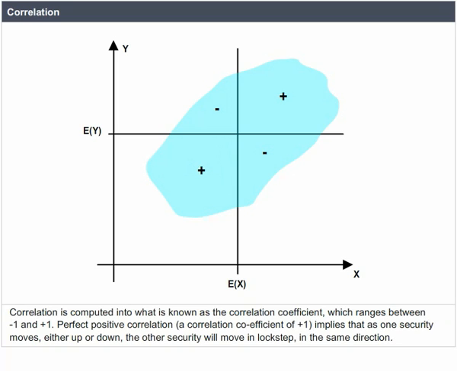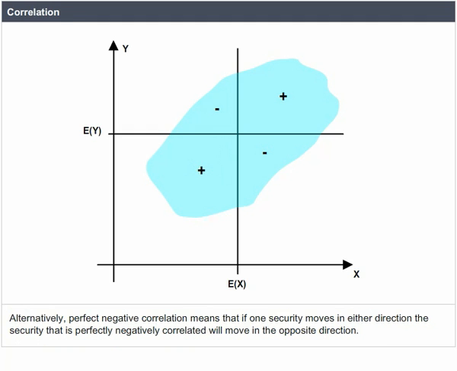Perfect positive correlation. A correlation coefficient of +1 implies that as one security moves either up or down, the other security will move in lockstep in the same direction. Alternatively, perfect negative correlation means that if one security moves in either direction, the security that is perfectly negatively correlated will move in the opposite direction.